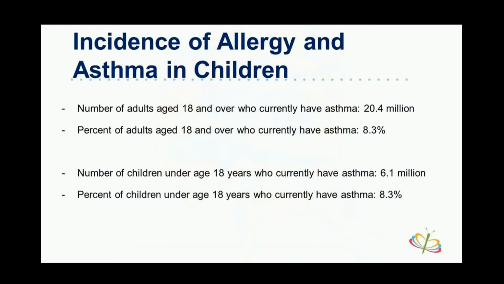So these are just some numbers I want you to keep in your head for later when we go back and discuss some of the results. These are from the CDC. These numbers are the general population numbers for some of these things. So, number of children under age 18 who have asthma: 6.1 million, which is 8.3%. Just go ahead and remember that 8.3% number, because it is going to come up again in just a moment.